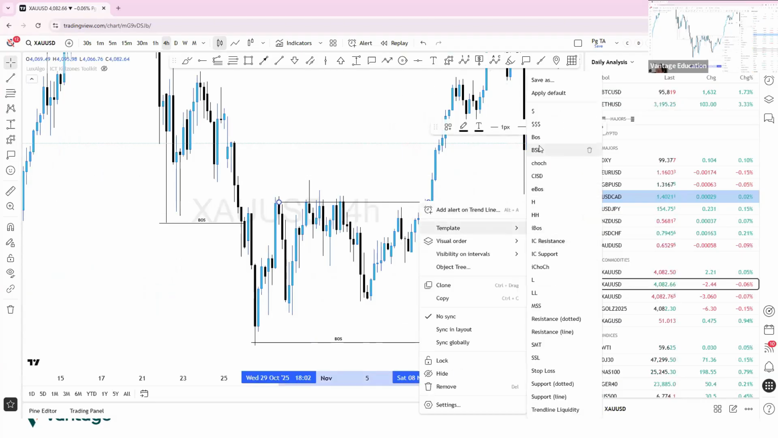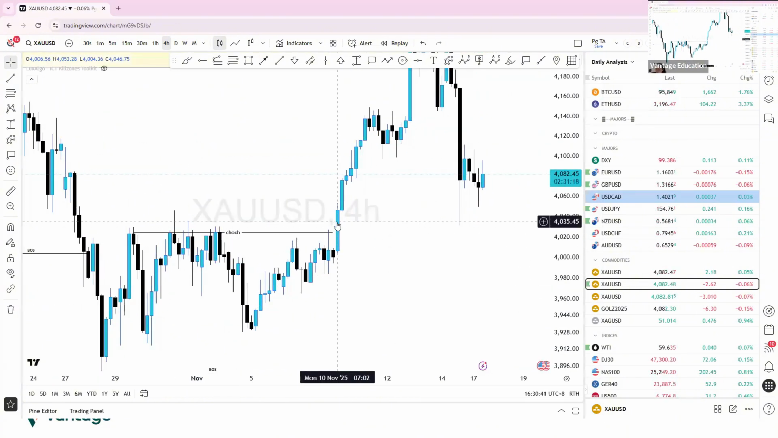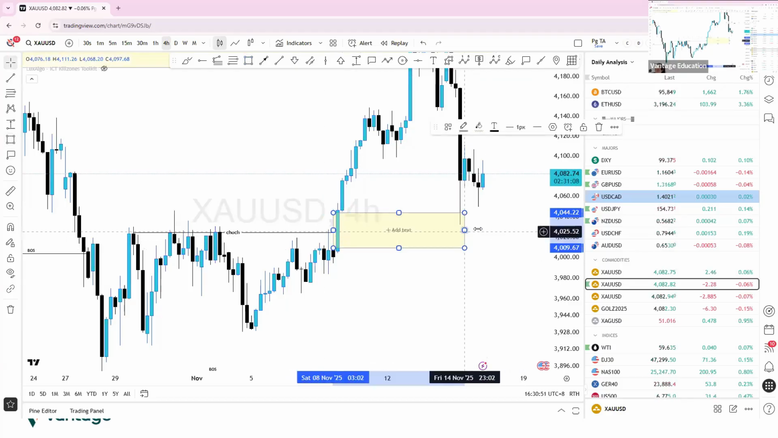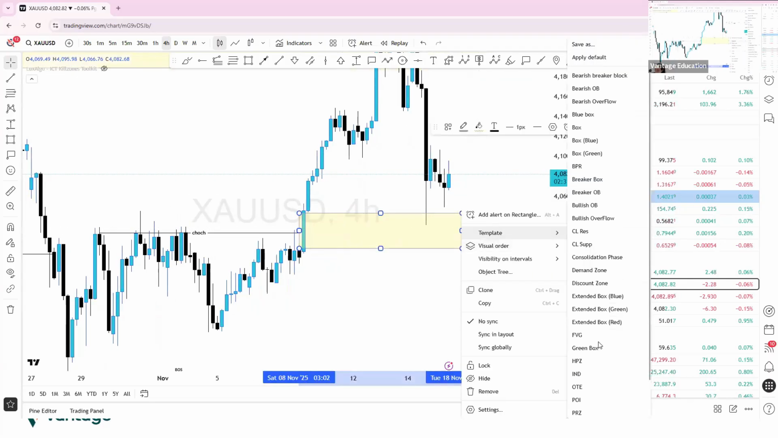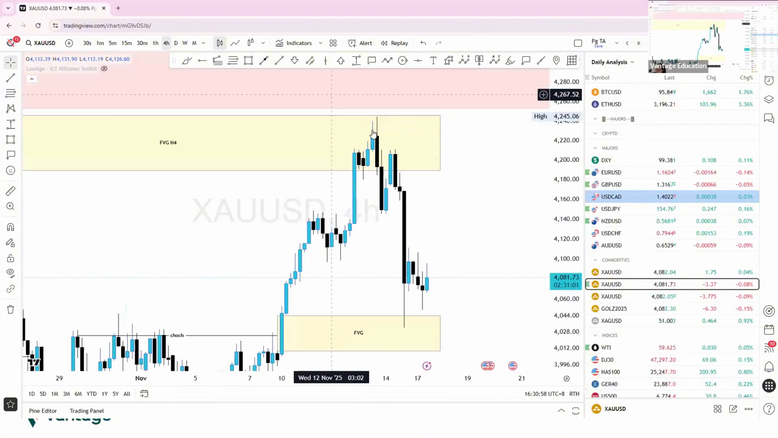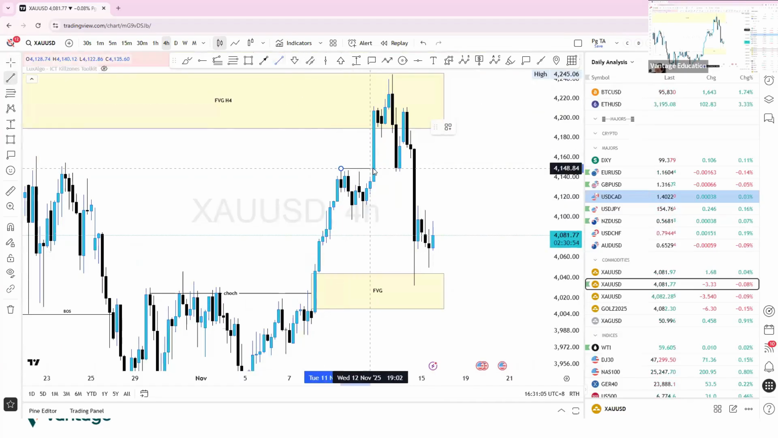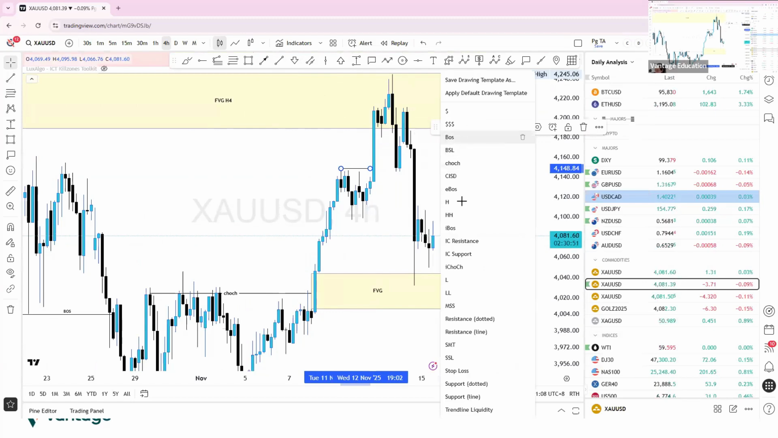In H4, this is a change of character right here. All right. Change of character, this is the imbalance. The imbalance here, they create the FVG. That's why last Friday, price went down to the FVG and then bounced up. Okay, before you get the move from here, go back to this level. Whenever price has made a change of character, then they also make the BOS here, break of structure.